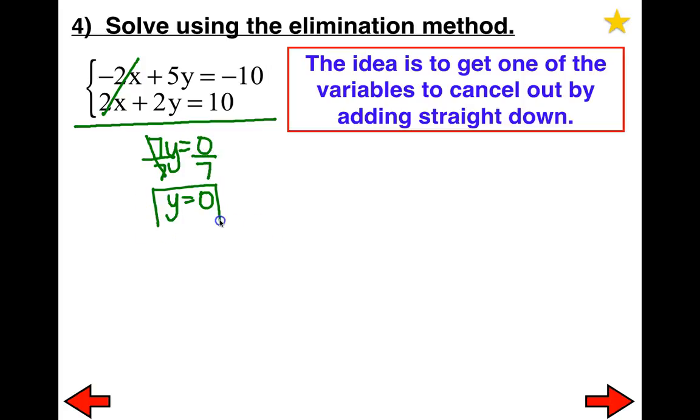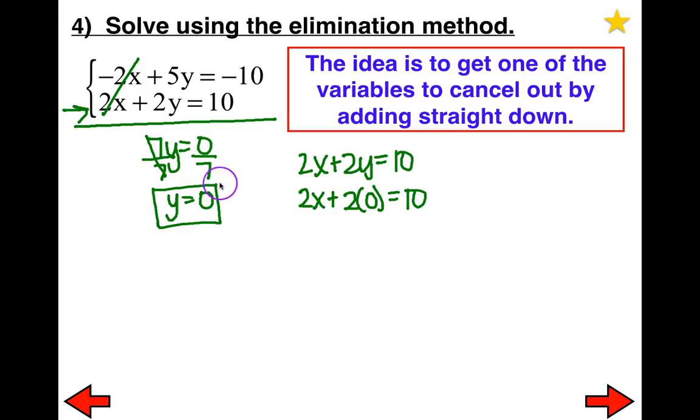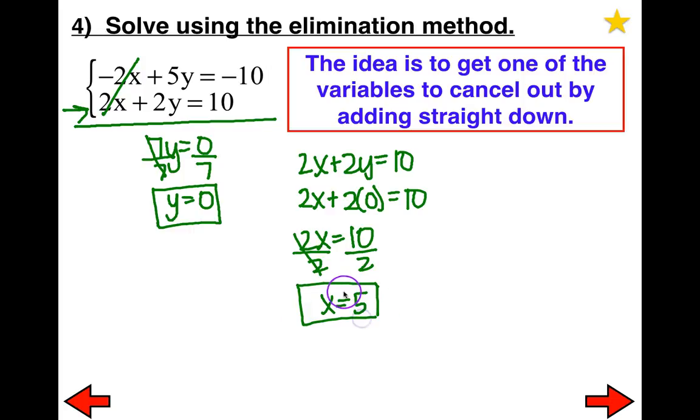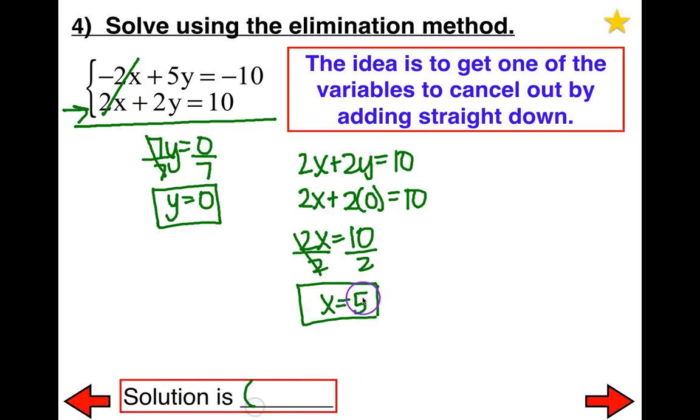So now that I know what y is, I'm going to go ahead and plug it into one of these equations. I'm going to go with the second one right here. 2x plus 2y equals 10. So here, I'm plugging in 0 for y. I'm going to get 2x plus 2 times 0 equals 10. And I'm left with 2x equals 10. Simply divide both sides by 2, and I'm left with x equals 5. So now that I know both, I'm going to go ahead and say the solution is, first x goes first, so it's 5 comma 0. But I think this is the solution because I still need to check my work.